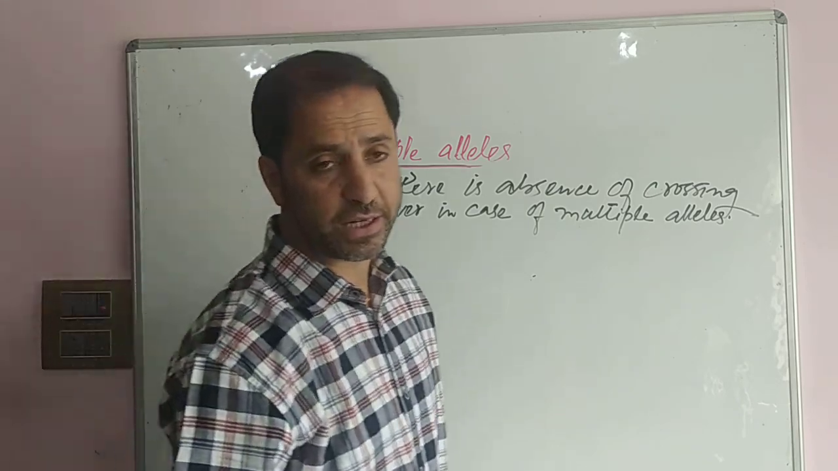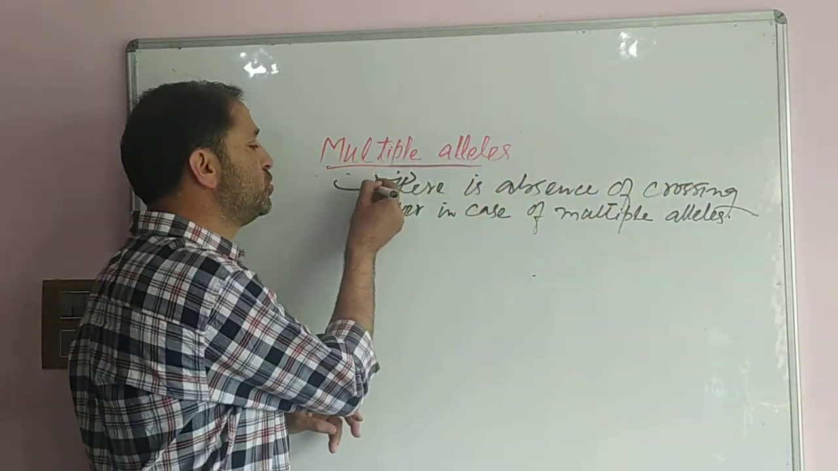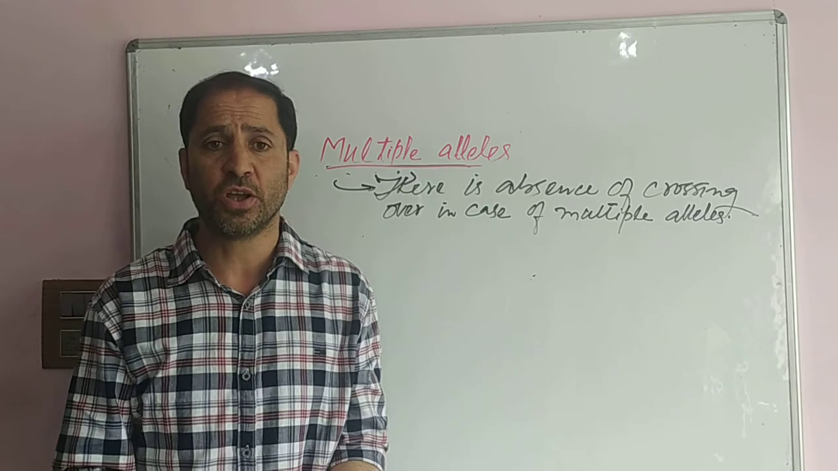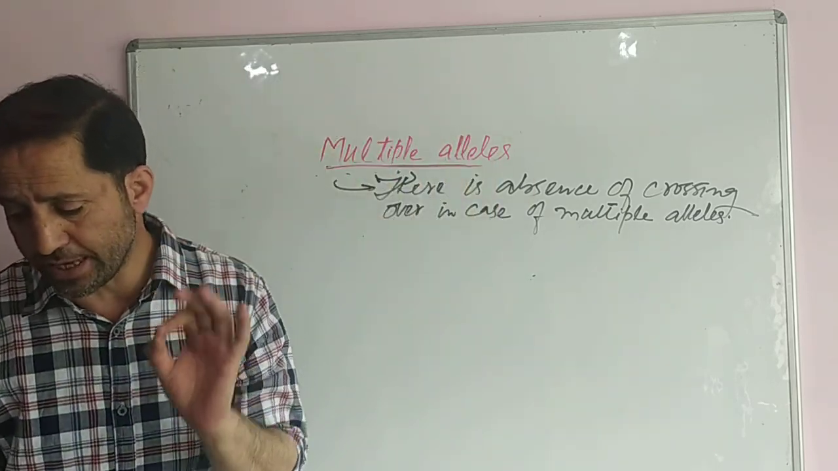The mode of inheritance of multiple alleles is called multiple allelism. Multiple alleles do not show crossing over because they are on the same gene locus. They are not different genes. They are alternative forms of the same gene.